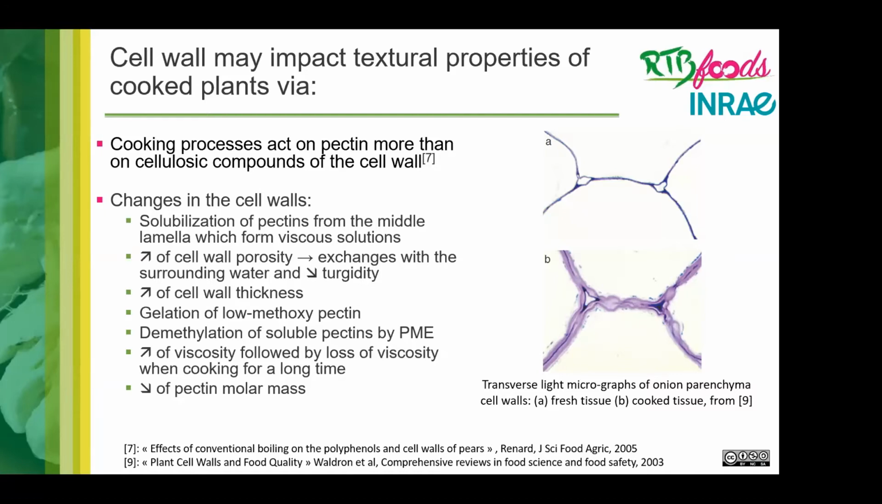So what we see when we look at the global picture when cooking food is an increase of viscosity linked to the solubilization of pectin, which forms viscous solutions, followed by a loss of viscosity when we cook too long, because the soluble pectin just goes into the surrounding liquid. And we have generally a decrease of pectin molar mass.